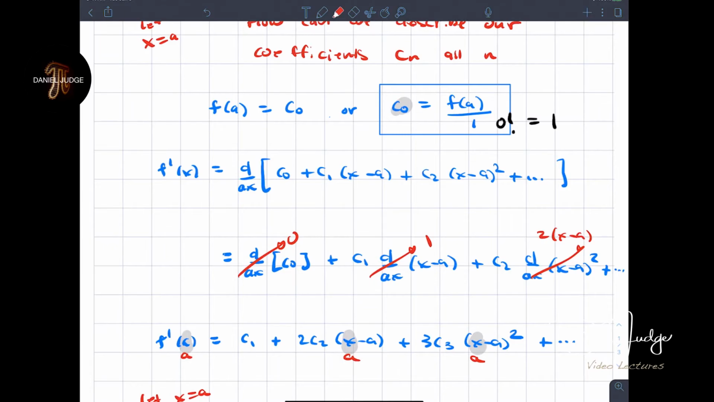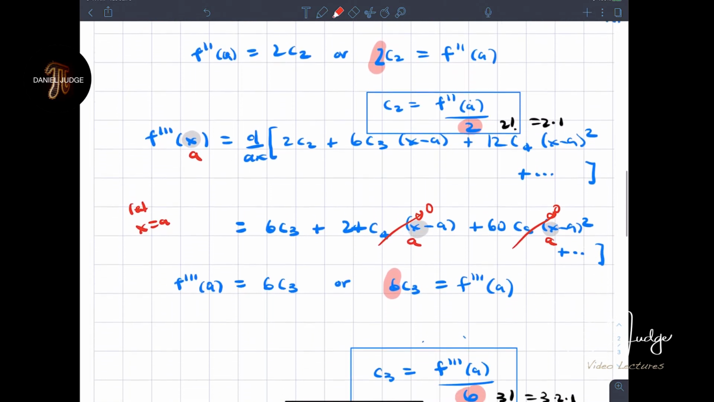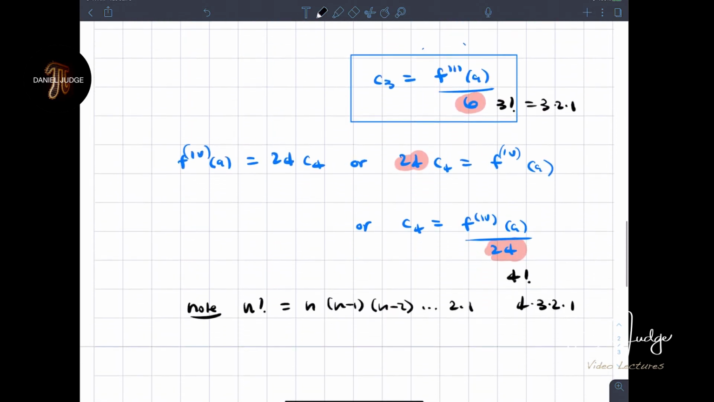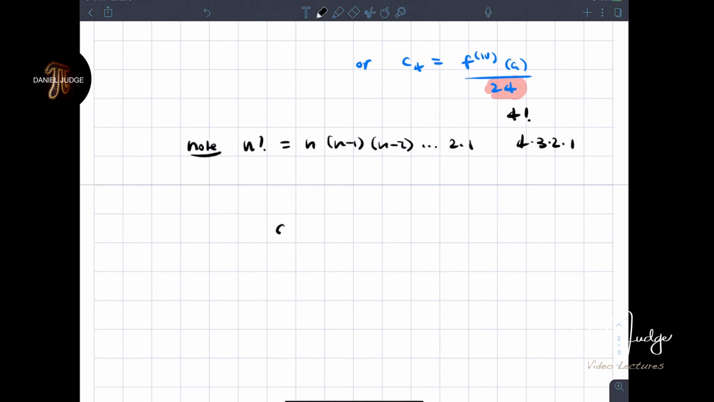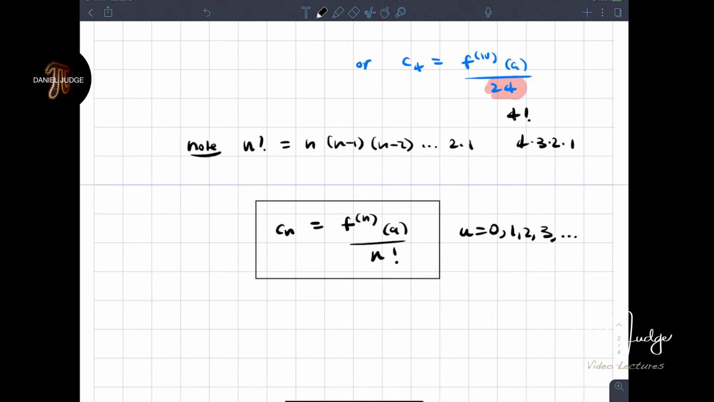So in every case here, the pattern that you guys see, here's what the Cn's will be. Cn is going to be f^(n) evaluated at a over n factorial. And this is good for all n, meaning n equals 0, 1, 2, 3, and so on.